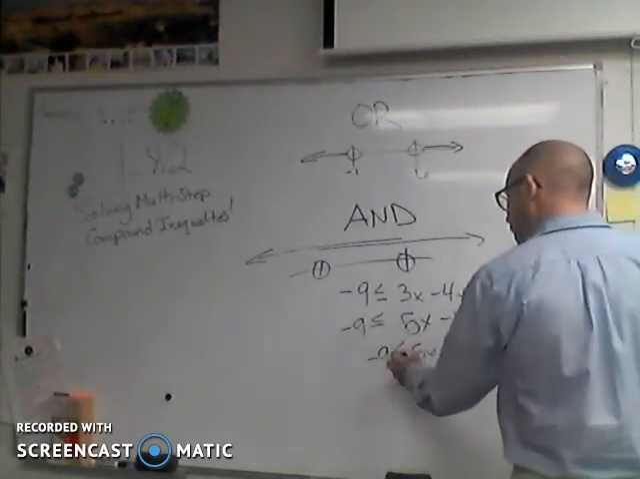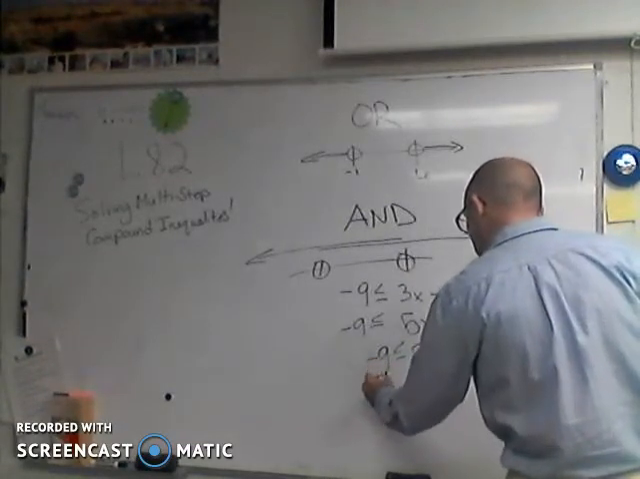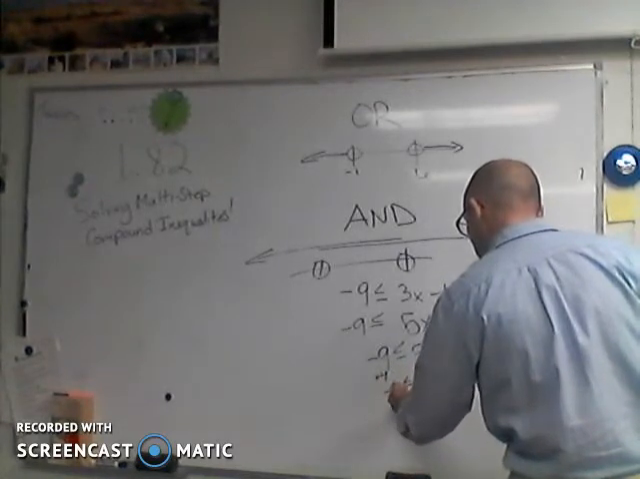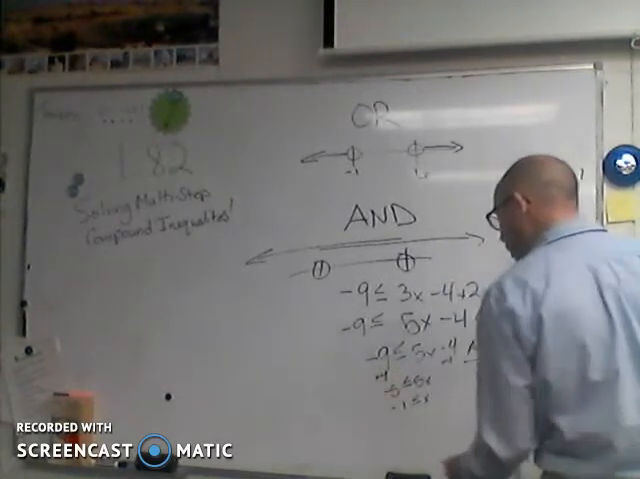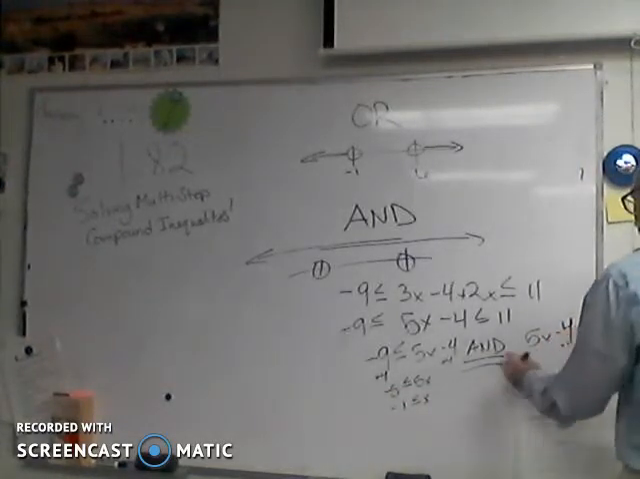So if you want to do that, you can add 4 here. The negative 5 has to be less than or equal to 5x. This looks nice. Divide by 5, get negative 1. And then over here, you can add 4.